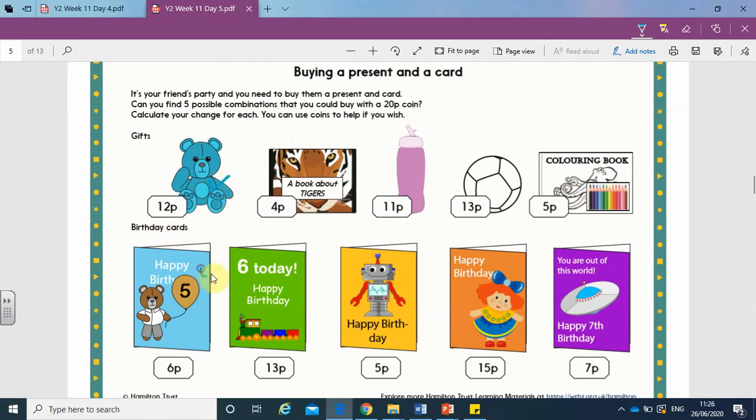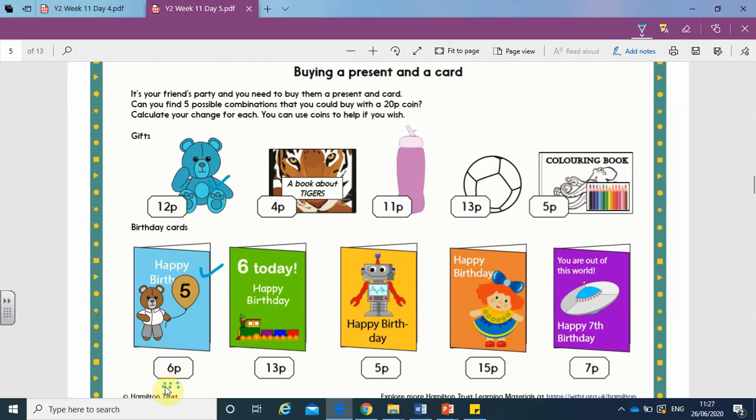I'm going to choose a book. Okay, so I need to add them together. 12 add 6. I could use column addition. It's a small number, so I could probably use my fingers. I could use a dot strategy if I wanted to as well, but I don't need to do dots for that because it's my biggest number.